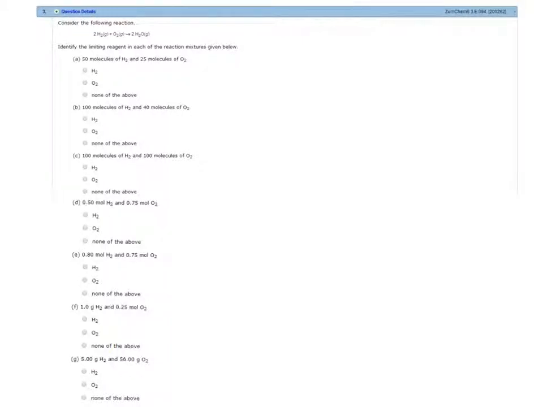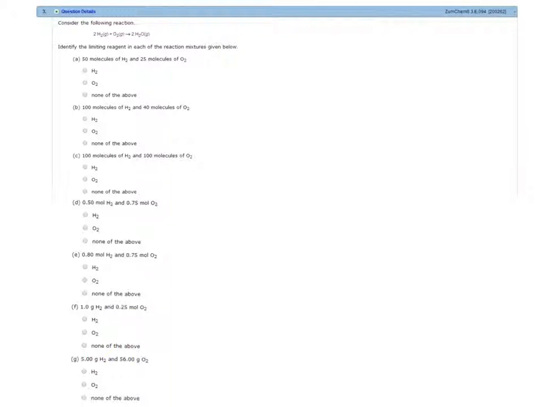Students, this problem is a classic limiting reagents problem, and what you really need to pay attention to in the problem are the coefficients in front of each of the chemicals that react. So there's a 2 in front of H2, an implied 1 in front of O2, and a 2 in front of H2O. What that means is, for every hydrogen molecule that reacts, you'll get a water molecule produced. For every oxygen molecule that reacts, you'll get 2 water molecules produced because of the coefficients.